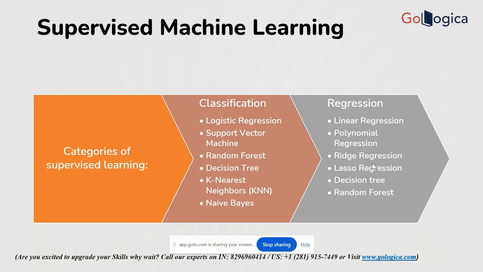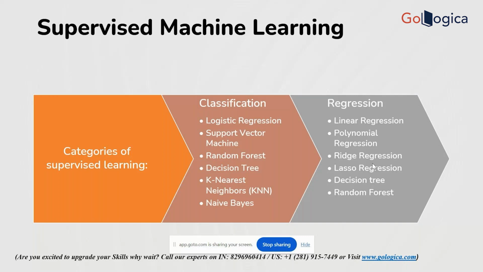There are two main categories of supervised learning: classification and regression. In classification, it deals with predicting categorical target variables which represent discrete classes or labels. For example, classifying emails as spam or not spam, or predicting whether a patient has a high risk of heart disease or not. Classification algorithms learn to map the input features to one of the predefined classes. Some of the classification algorithms are logistic regression, support vector machine, random forest, decision tree, k nearest neighbors, and naive Bayes.